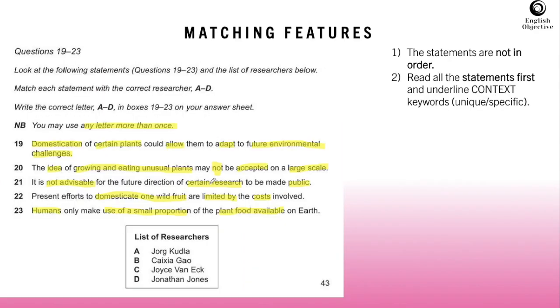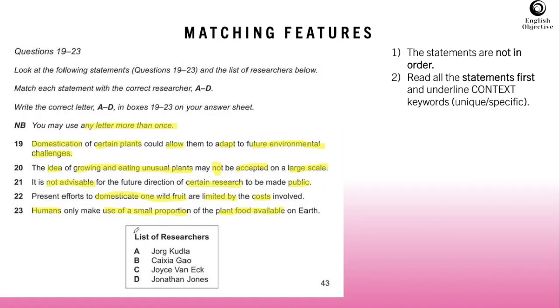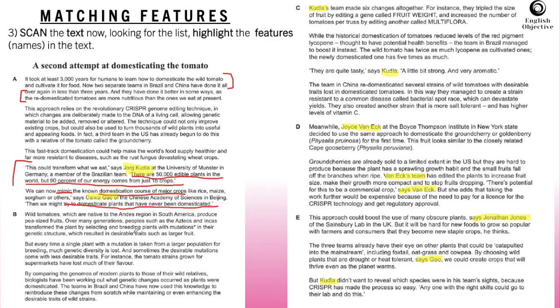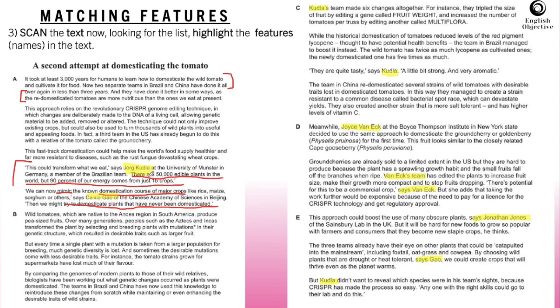So let's see if I can match it with any of the questions. So small proportion, as we said, is 15 out of the plant food available, which is 50,000 edible plants. So I would say that is Cutler.